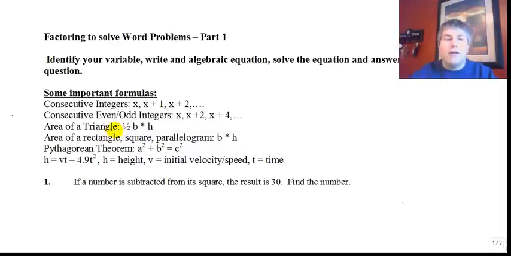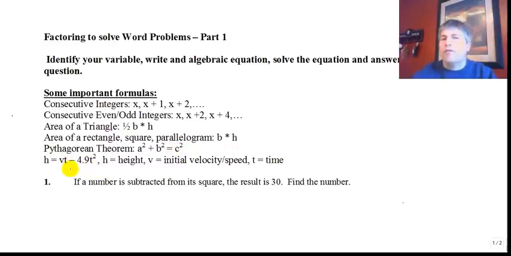The area of a triangle is 1/2 base times height. The area of a rectangle or a square or parallelogram is base times height. And something that might be new to you, the Pythagorean theorem, a squared plus b squared equals c squared, or I'll show you that that's leg squared plus leg squared, or the length of the leg squared, equals the length of the hypotenuse squared. And the hypotenuse of a right triangle is the side that's opposite the right angle. It's always going to be the longest side of the right triangle.